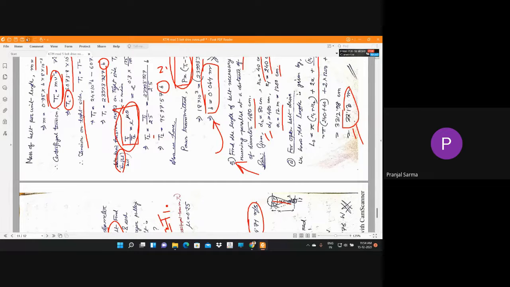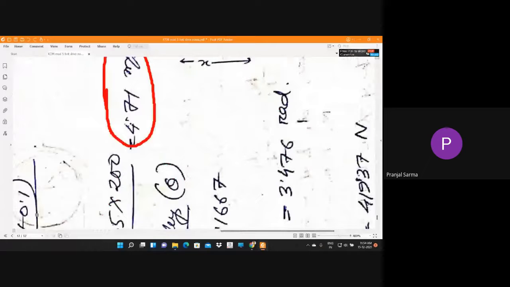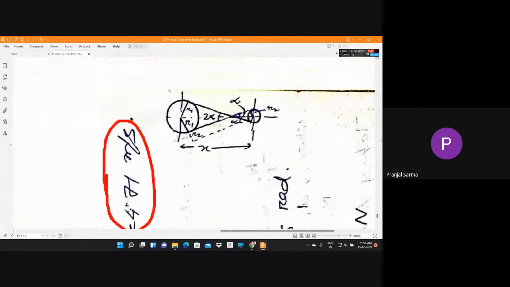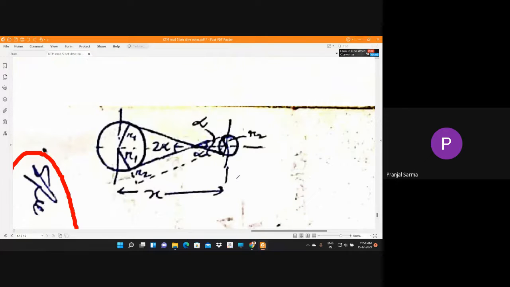If you recall the figure, okay, figure of what? Figure for cross belting only. Okay, I think this figure is visible. So this is the cross belt, right?